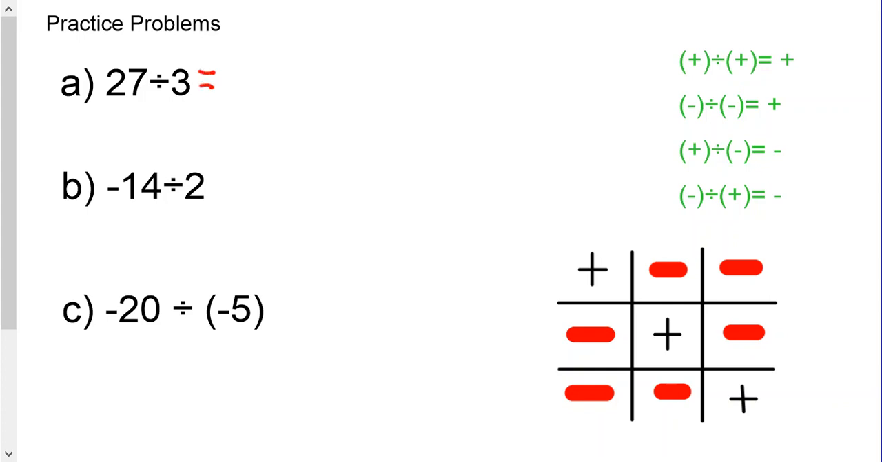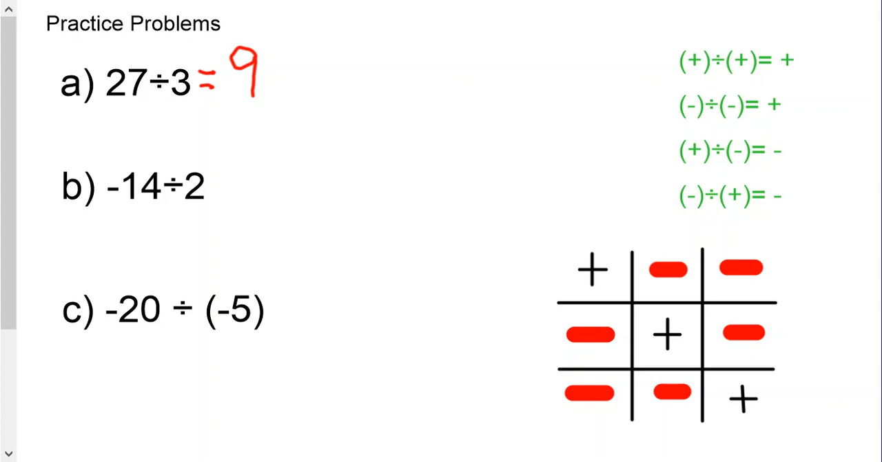And 27 divided by 3. How many groups of 3 are there in 27? There are 9 groups of 3 in 27. Okay. B, negative 14 divided by 2.